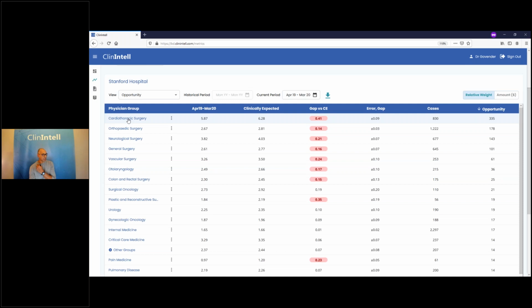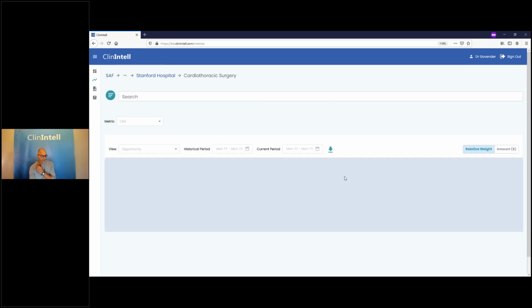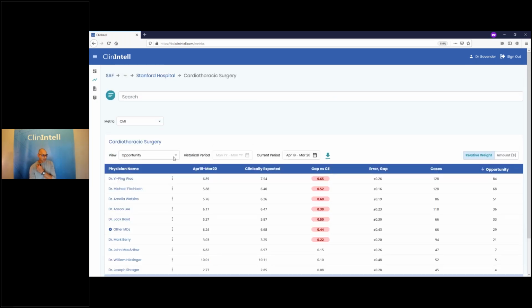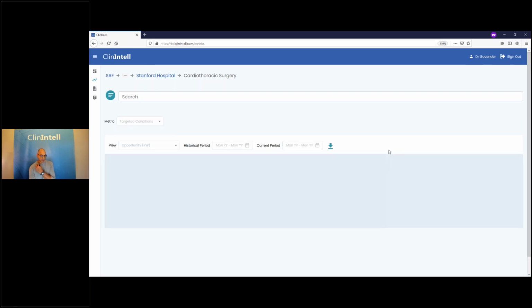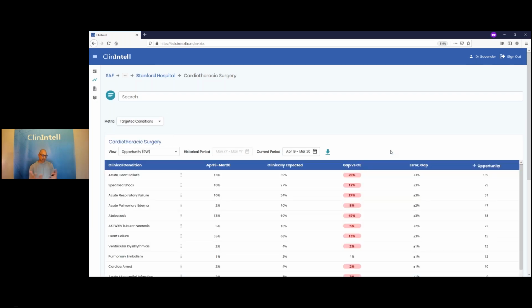So I'm not going to go searching for MCCs and CCs, right? What I'm going to do is look for clinical condition performance gaps based on analyzing their patient mix. Do you see what's coming up there? The top three, acute heart failure, specified shock, and acute respiratory failure, significant gaps. So they happen to be MCCs, but I'm not going to chase it.